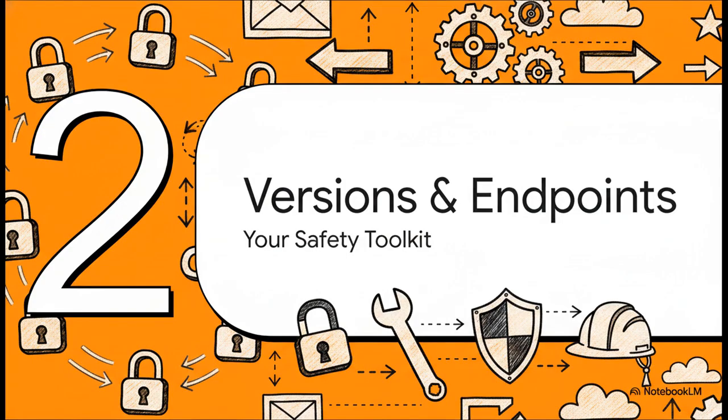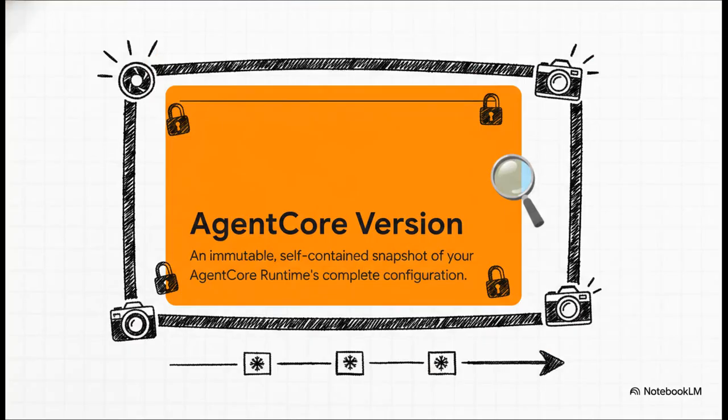Okay, so let's get into the two core ideas Amazon Bedrock gives us to solve this whole dilemma: versions and endpoints. Seriously, think of these as your safety toolkit for deploying AI. First up, we've got versions. A version is basically a save point for your agent. When you create one, it takes a snapshot of everything, the entire setup, and just freezes it in time. The key word here is immutable. It cannot be changed. It's like a perfect, self-contained copy of your agent right at that moment.